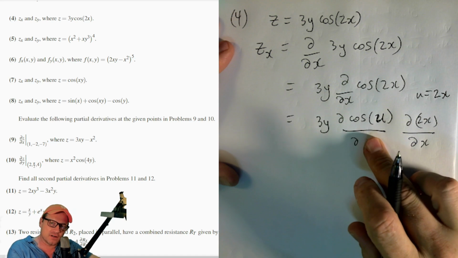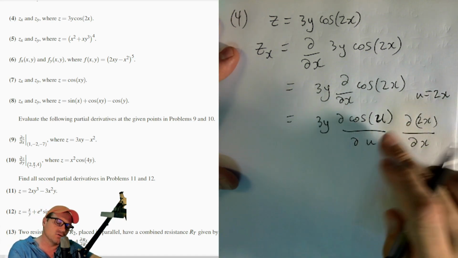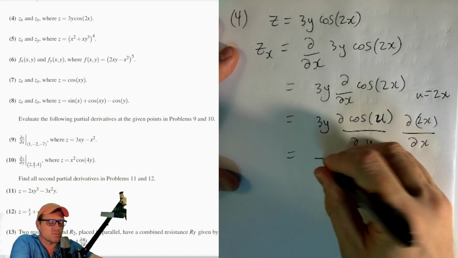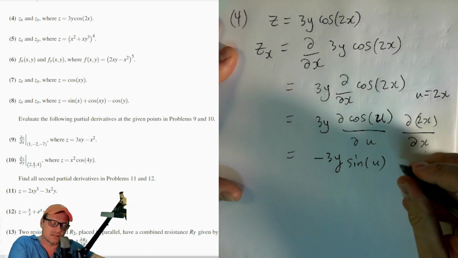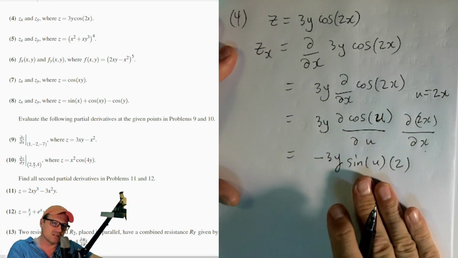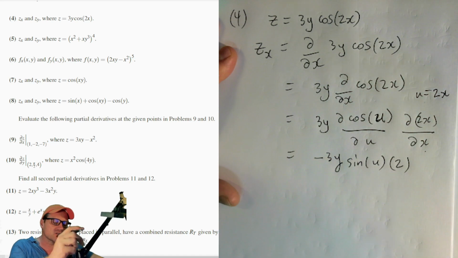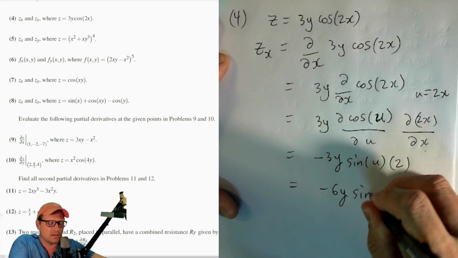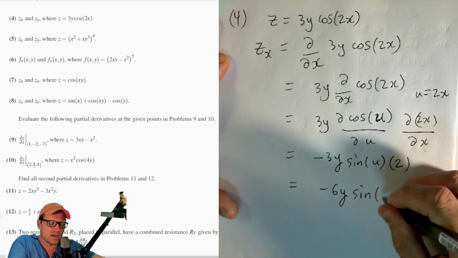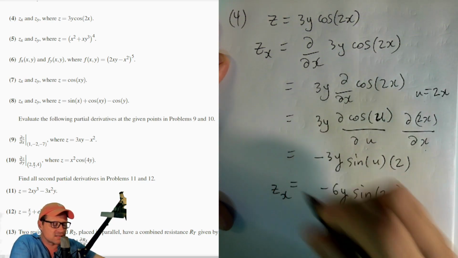Okay, and so differentiating cos of u with respect to u gives minus sine of u. Let's put the minus in front. And the derivative of 2x with respect to x is just 2. Okay, so simplifying this one, 2 times 3 is 6. So we have minus 6y sine of u, but u is 2x. Okay, and so there is z subscript x.